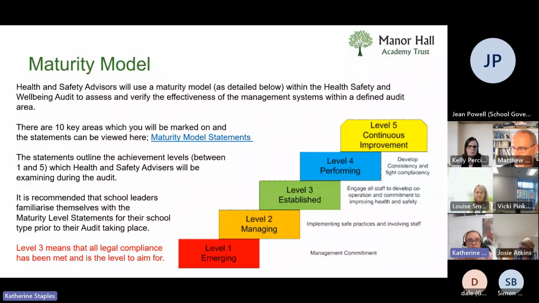So 4s and 5s, we've got some 4s and 5s in our trust as well. And they're leading on best practice, but they are always developing, they're consistent, they're developing, and they don't become complacent. And that's the key really for those 4s and 5s. It's really hard to maintain a 5 as well. So if your school, for example, is a 5 or a 4 and slips, that is really natural as well. And sometimes, you know, that just means that it kind of eggs them on to get a 4 or 5 next time.